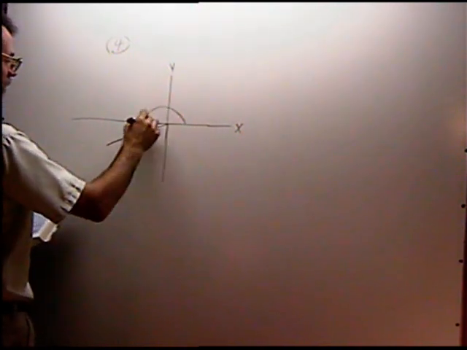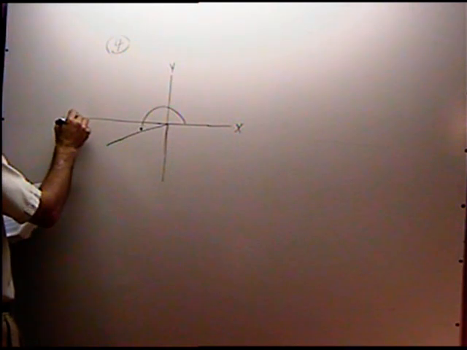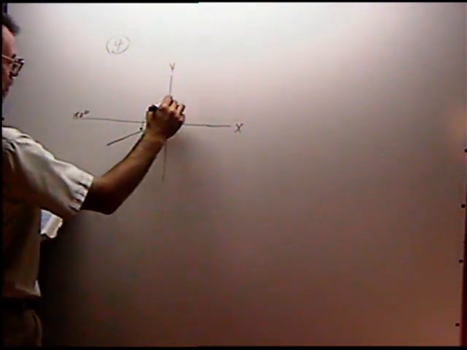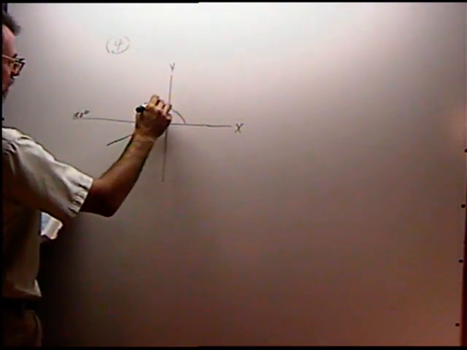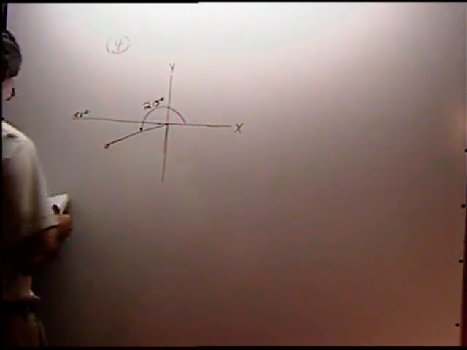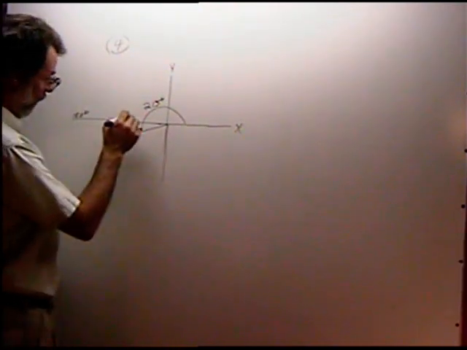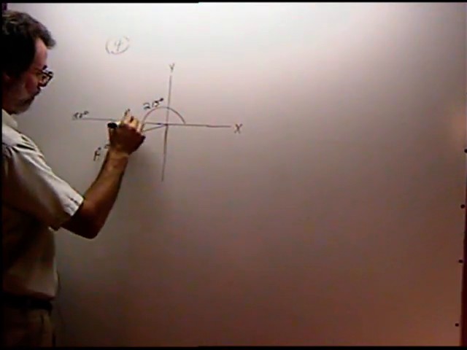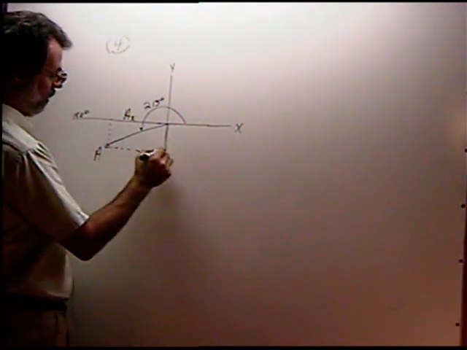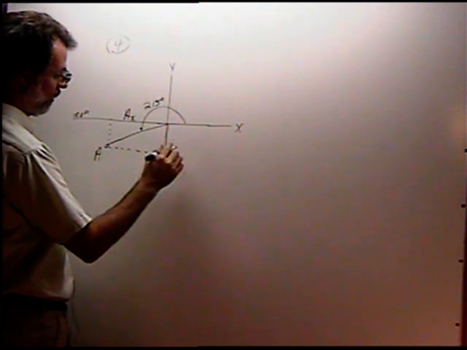Remember, all the way to here is 180 degrees, so this angle is 215 degrees. The question is, what are the x and y components? If this is A, the x component is AX, and the y component is AY.